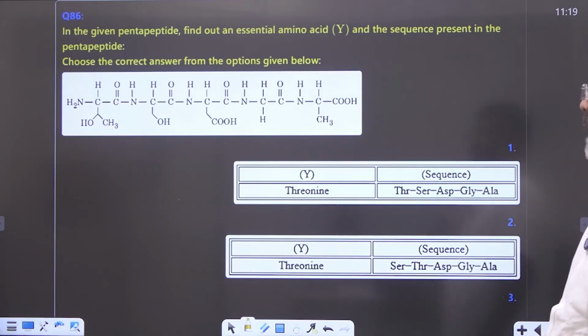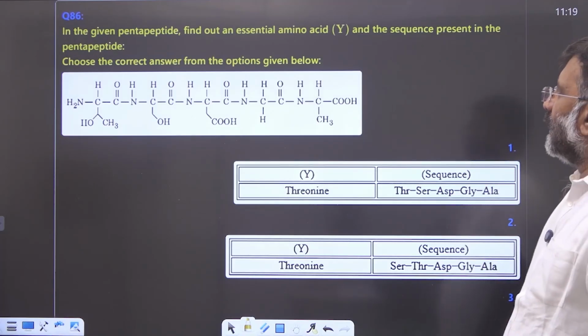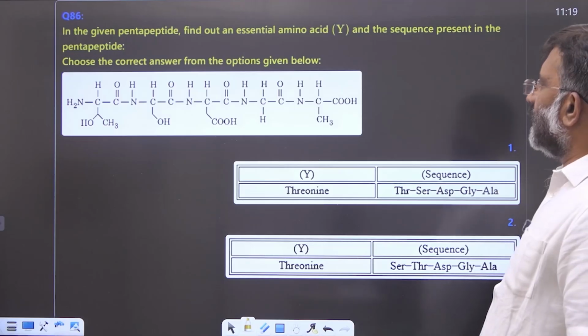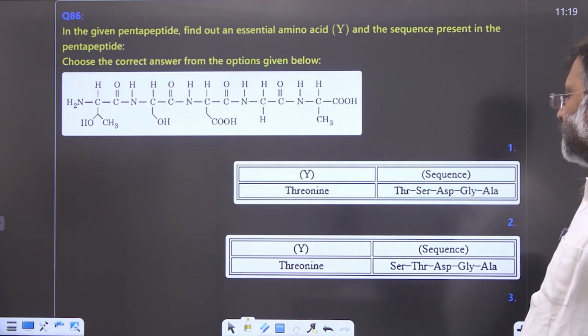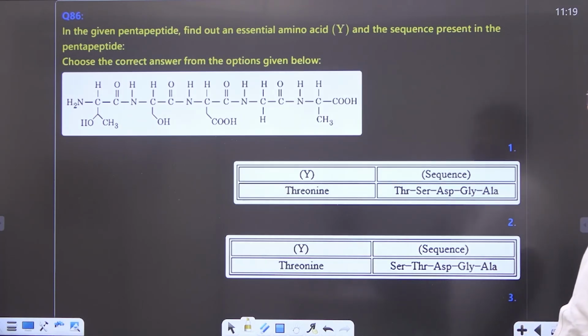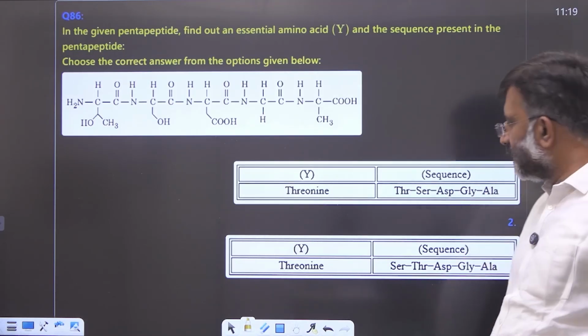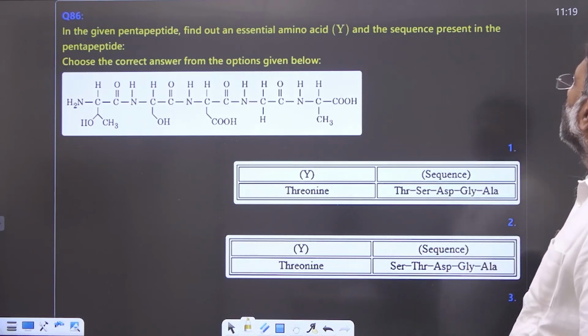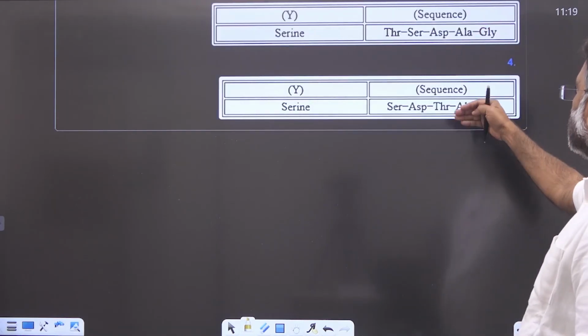In the given pentapeptide, find out an essential amino acid Y and the sequence present in the pentapeptide. What sequence is present in the pentapeptide? Okay, that is the question. So 1, 2, this is 3 and this is 4.